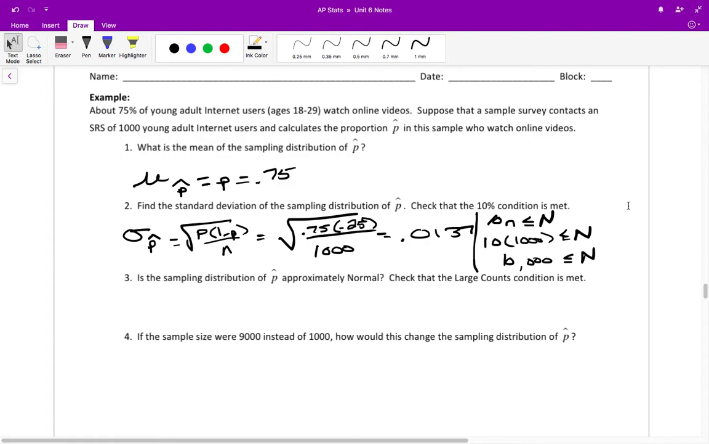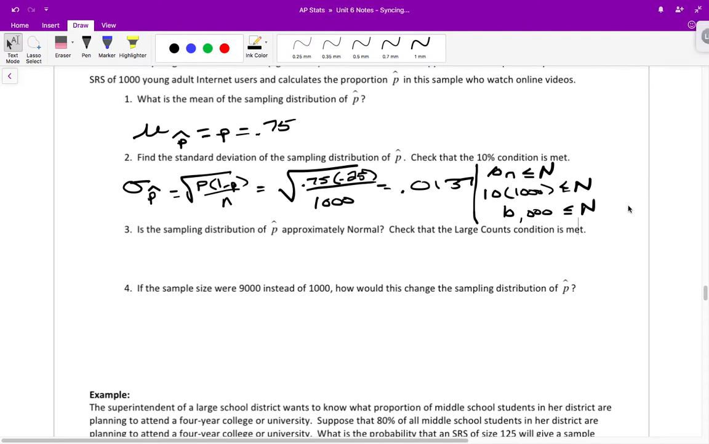in 3 here, it says, is the sampling distribution of p hat approximately normal? Check that the large counts condition is met. So, is the sampling distribution of p hat approximately normal? The answer is yes. The reason being we need to check this large counts condition. In other words, we need to check to see, is n multiplied by p greater than or equal to 10? And is n multiplied by 1 minus p also greater than or equal to 10?